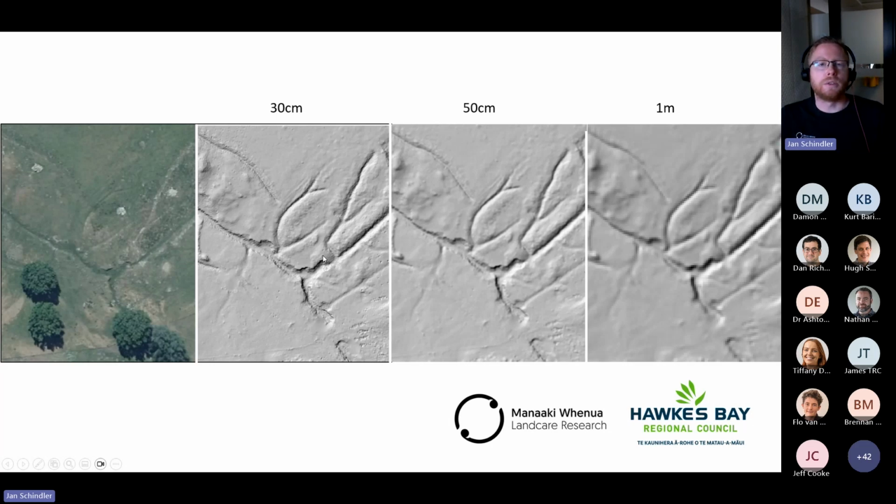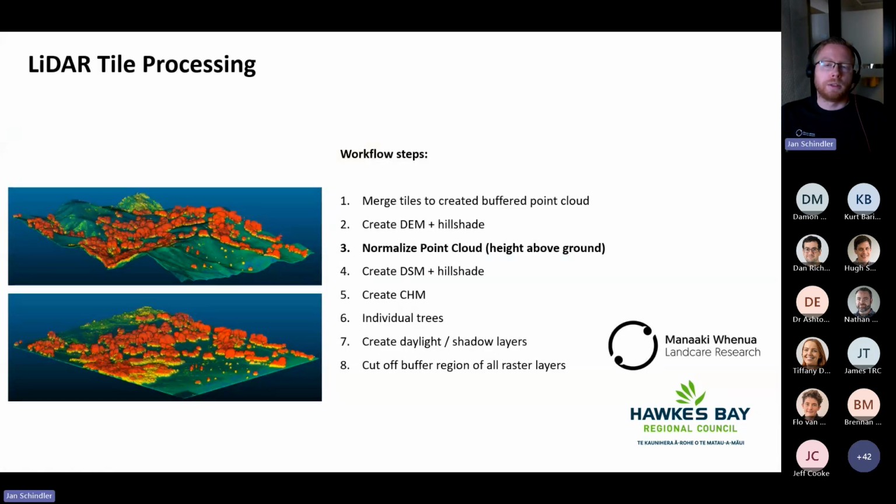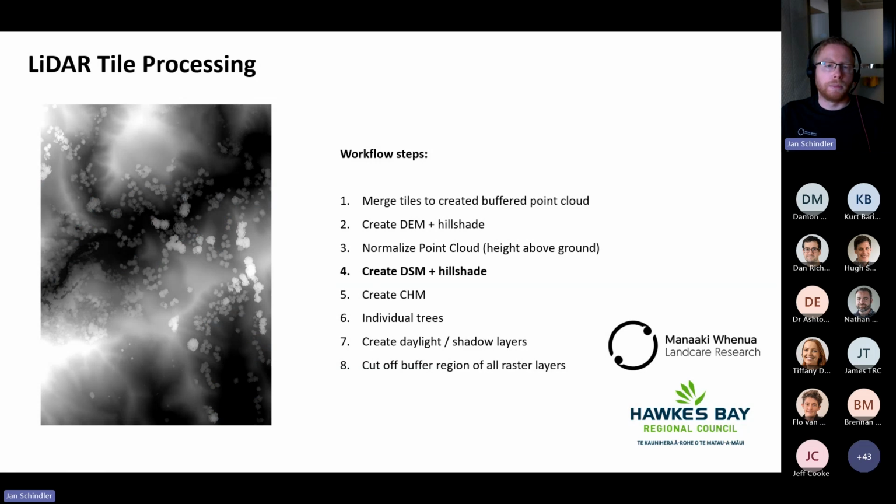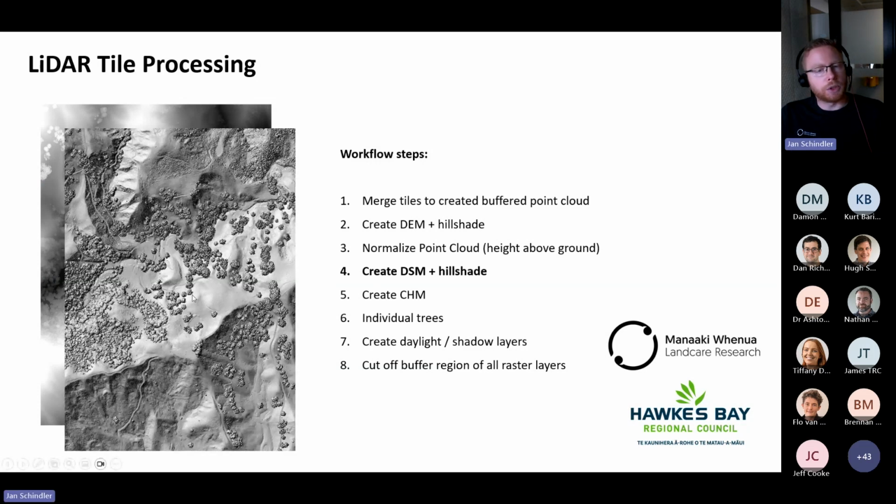So the next step is then to height normalize the point cloud, which means that I'm interested in the absolute height of each individual point above the ground surface. I create a surface model. This is just a hillshade, which is a nicer visualization of the surface model. And you can already see some vegetation features, individual trees here.